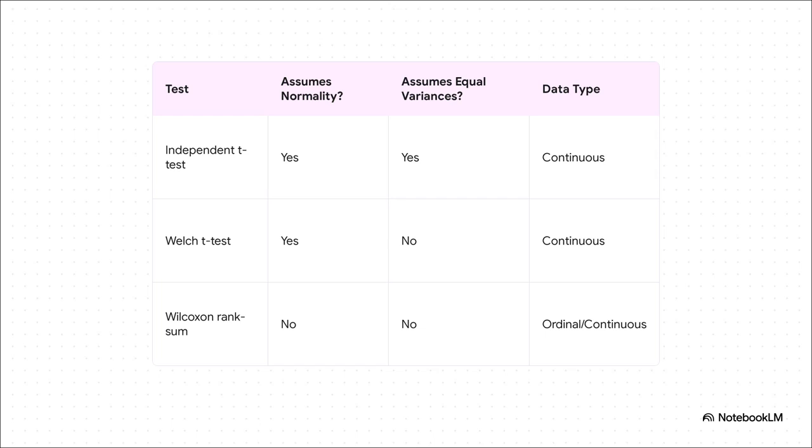The independent t-test, right at the top, is the most demanding. It needs both normality and equal variances. It wants a yes in both columns. The Welch t-test gives you a bit more breathing room. It relaxes that equal variances rule. And then you've got the Wilcoxon test at the bottom, our most forgiving tool, which works even if you have a no for both. This table is basically your decision map.